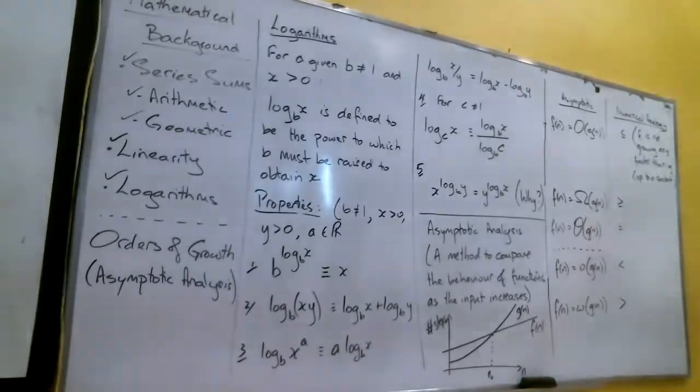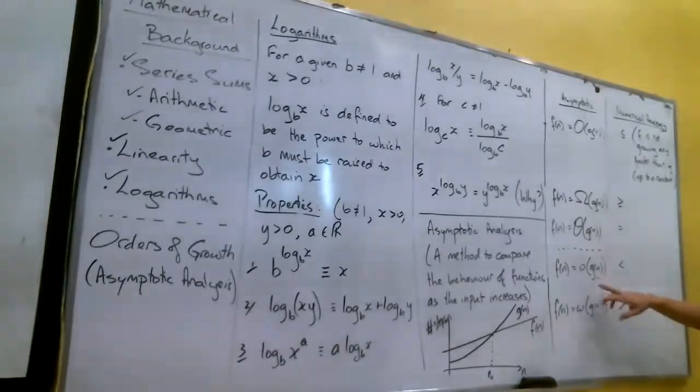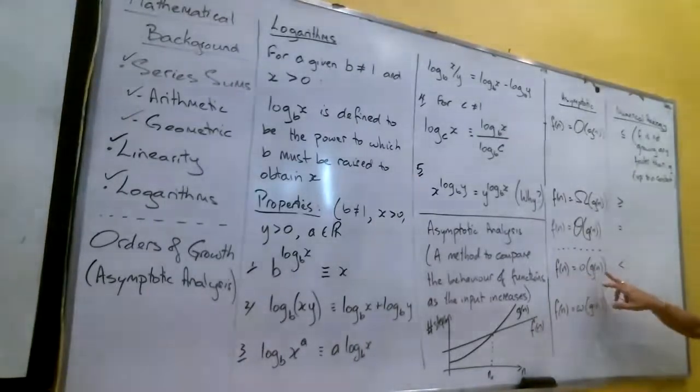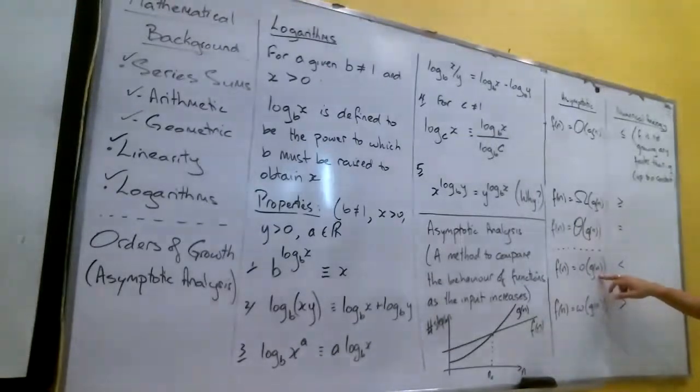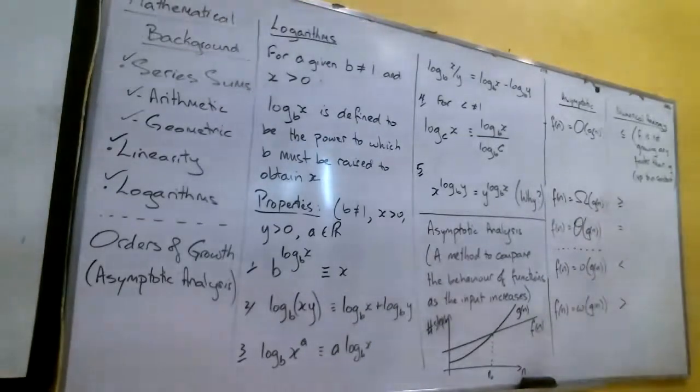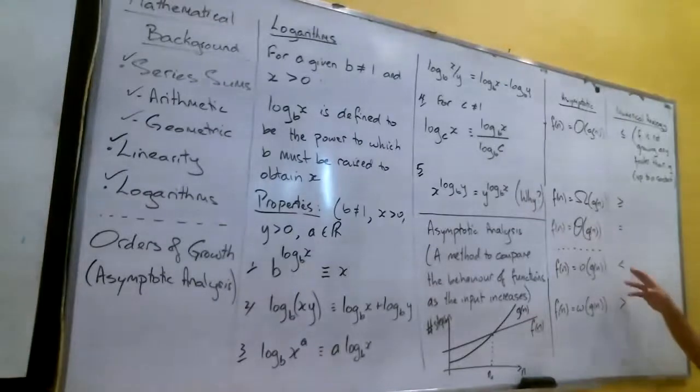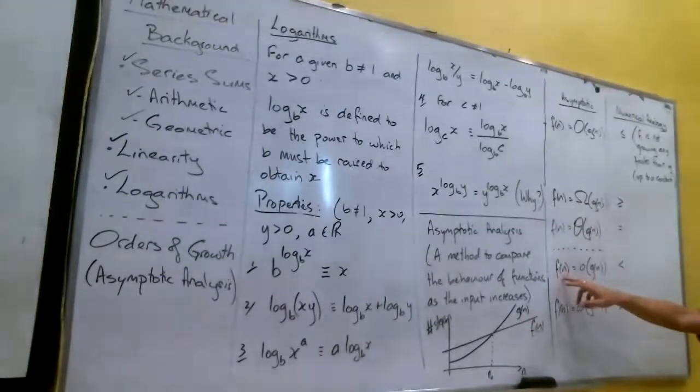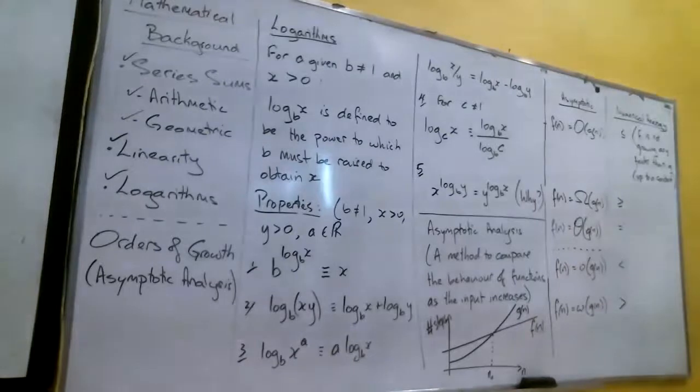One way to look at that is, no matter what constant you choose, you could slow down the g as small as you wish, and it would eventually exceed f of n. On Friday we're going to talk about this in terms of limits. For little o, the limit of the ratio of f of n to g of n goes to 0, whereas for little omega, it goes to infinity.